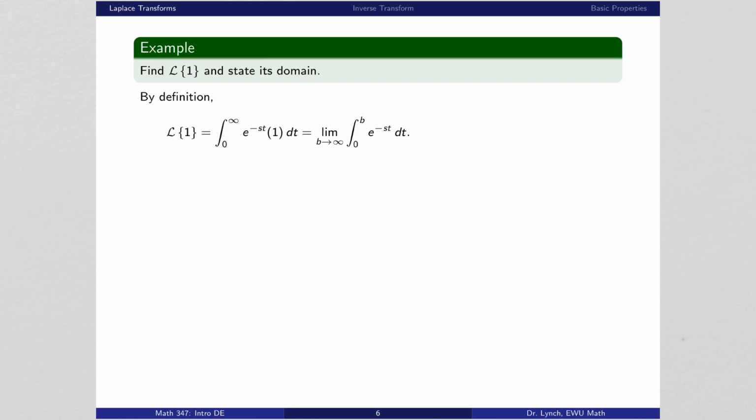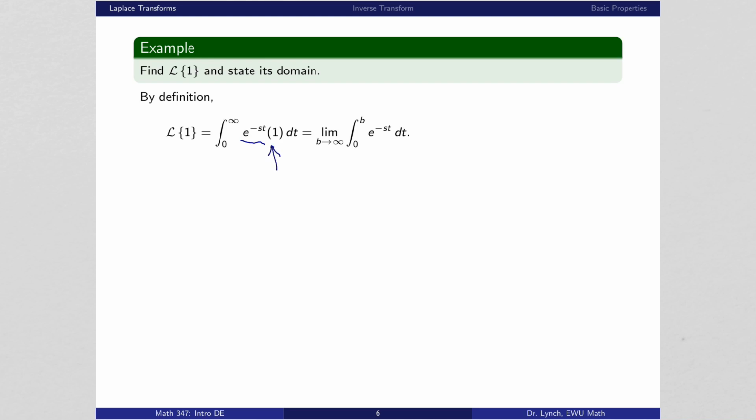Okay, here is our very first Laplace transform. Let's go ahead and have a look at the Laplace transform of the function 1. So by definition, the Laplace transform of 1 is the integral from 0 to infinity of, again, our kernel, which is e to the minus st, times the function 1 dt.